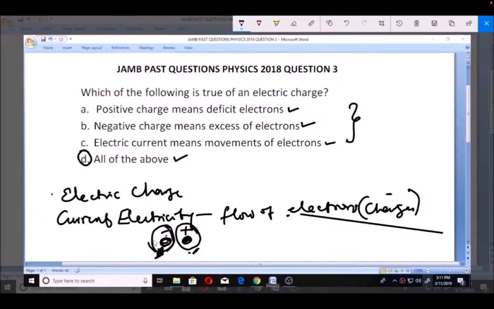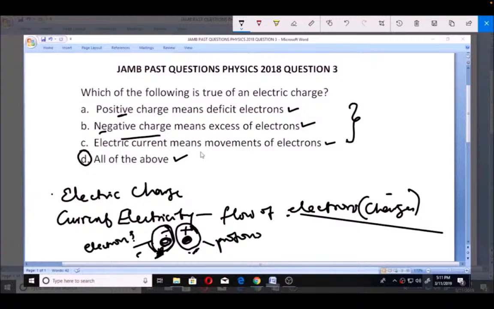So for electric charge, like I said, the electrons are negatively charged. So when they are in excess, you expect a negative charge. The protons are positively charged. So when the electrons are in excess, you expect a negative charge. When they are in deficit, which is the opposite of excess, you expect a positive charge.